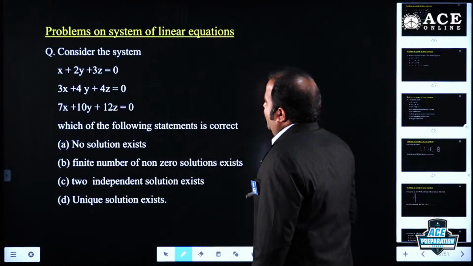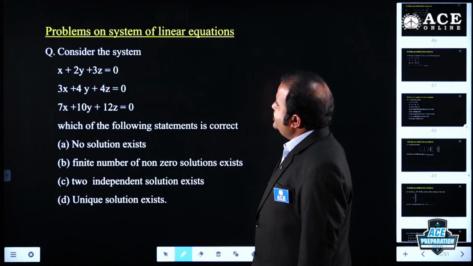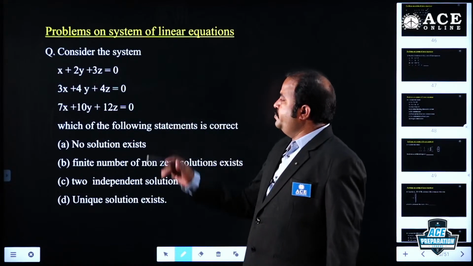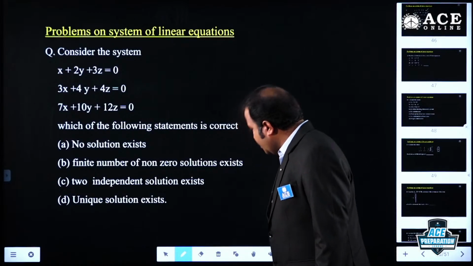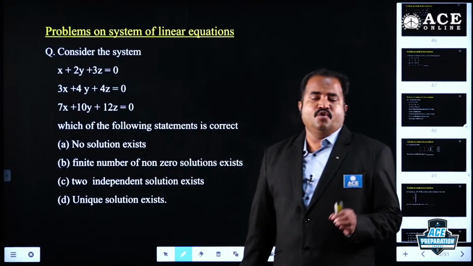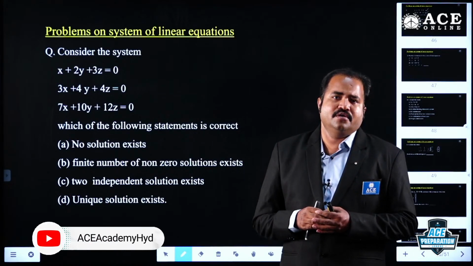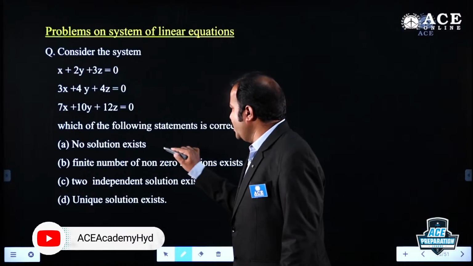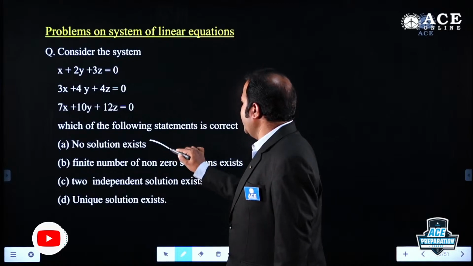Right. Let us see the next one. The question is: consider the system of equations, a homogeneous system is given. Which of the following statements is correct? No solution exists. I told you clearly, a homogeneous system is always consistent. Always 0 is a solution by default. Okay? So no solution is not a correct answer.